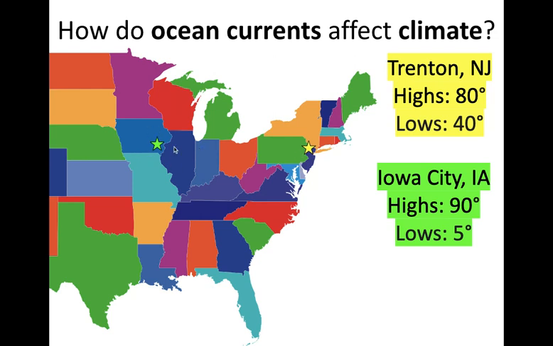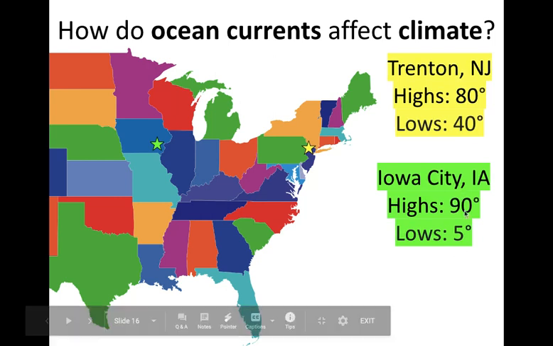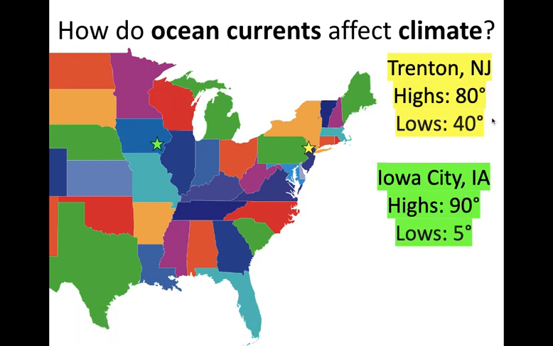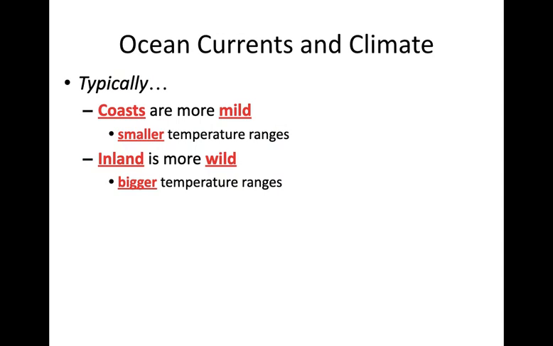At the same latitude, here is Iowa City in Iowa, the green star, which tends to have highs in the 90s and lows in the 5s throughout the year. Notice fairly more mild throughout the year versus fairly more drastic temperature changes. Typically, coastal cities or places along the oceans tend to be more mild throughout the year and have smaller temperature changes. The further we get inland tends to be more wild, with bigger temperature ranges.